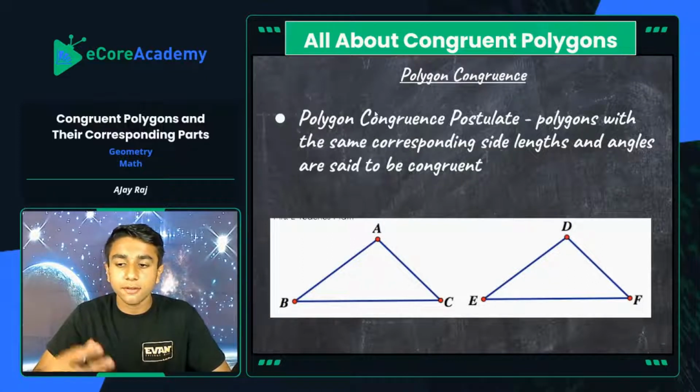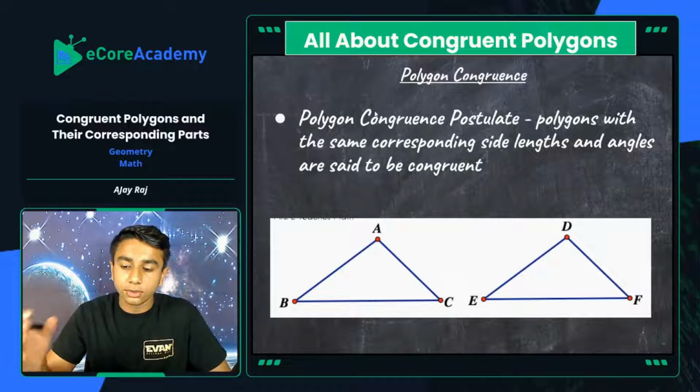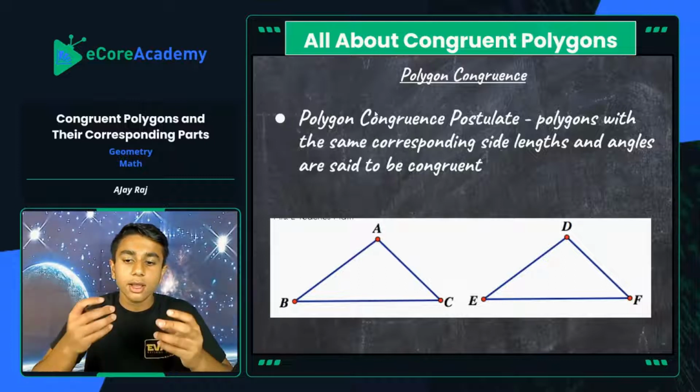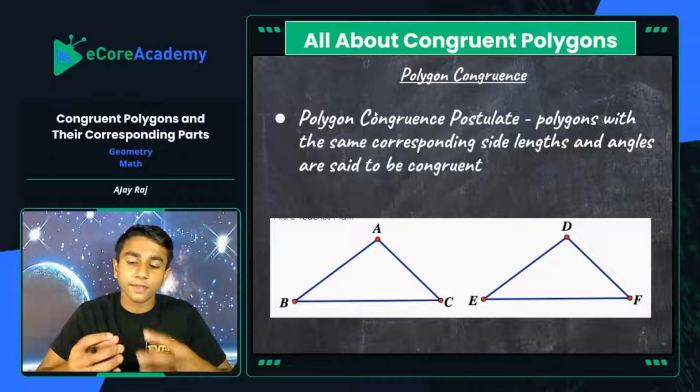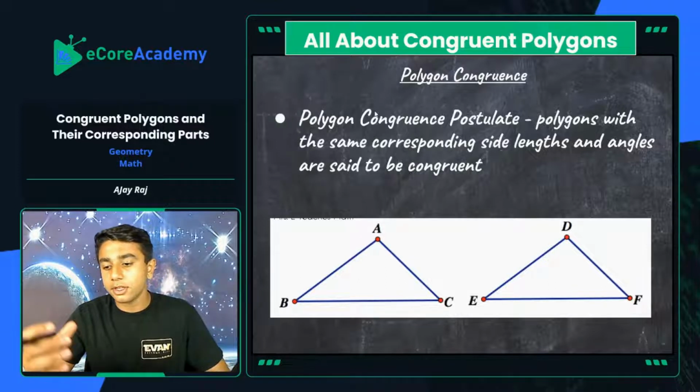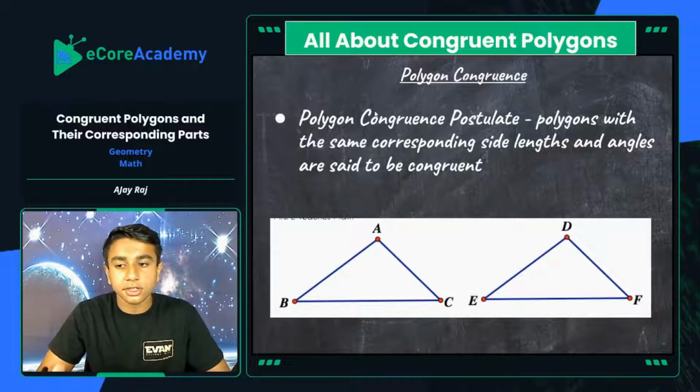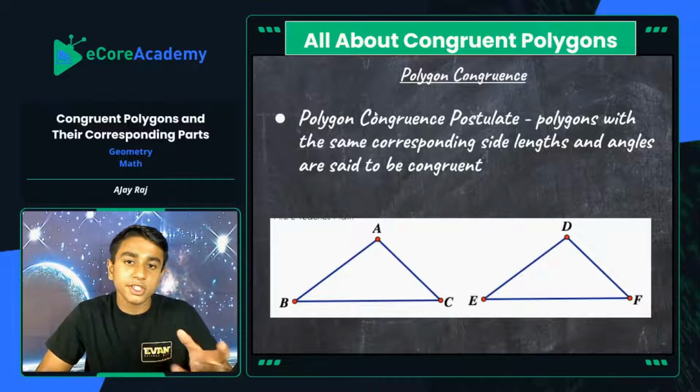So it's saying that if two figures are congruent, like these triangles ABC and triangle DEF, that means that their corresponding parts, including their side lengths and their angles, must be congruent. And congruent means of the same measure. If these two shapes are congruent, it doesn't necessarily mean that they're in the same location, but they have to be the same exact shape and size. So that's a simple definition right there.